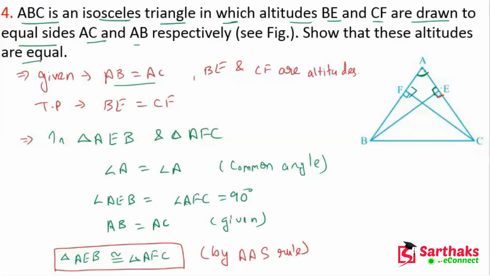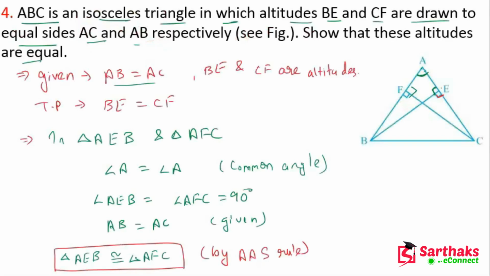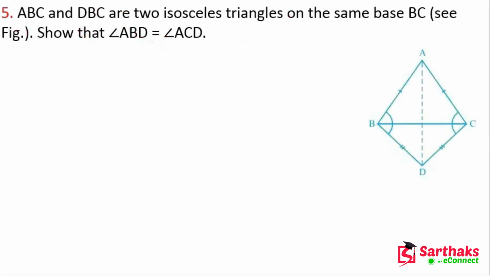So we can say that BE is equal to CF by CPCT. By what? By CPCT. So these altitudes are equal. Hence proved. Okay, I hope you understand these things. So now let's move on.